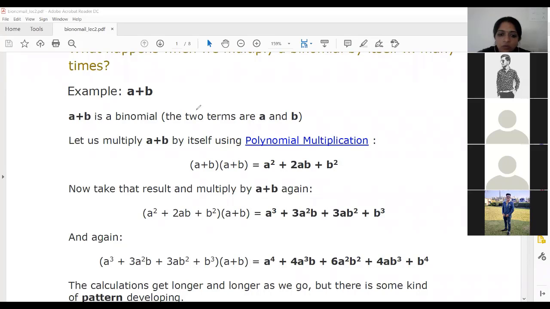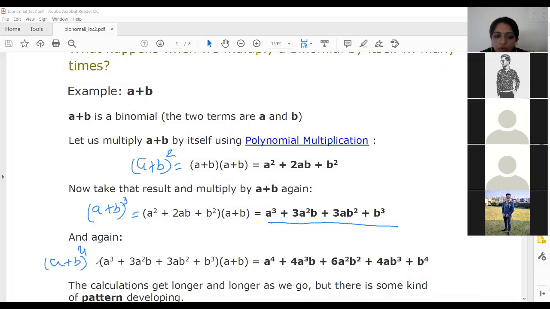This is the formula of a plus b whole square. This is the formula of a plus b whole cube. Similarly, if we multiply a plus b four times, then the answer is a plus b whole cube into a plus b. So this one is a plus b whole raised to 4.